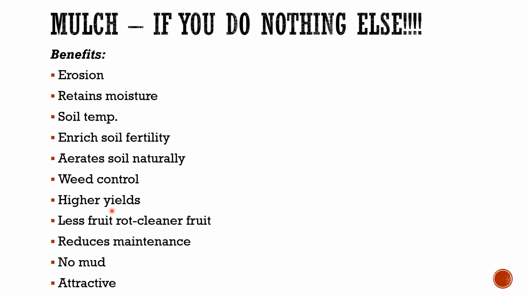You'll see higher yields in your fruit and vegetable production, with less fruit rot and cleaner fruit. Helps to reduce maintenance of an area. You don't have to spend near as much time hoeing and pulling weeds in your garden. Will prevent mud from splashing up onto your plants that can affect growth. And it's attractive. A pretty layer of mulch just looks good. Looks really pretty in your garden. Now, there are different kinds of mulches you can use.